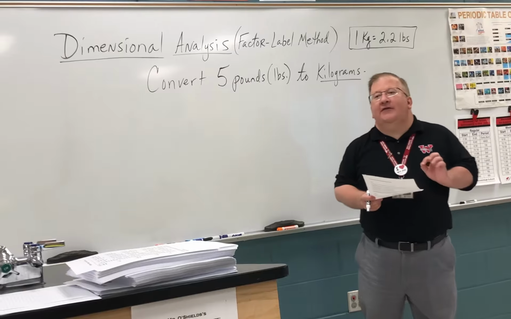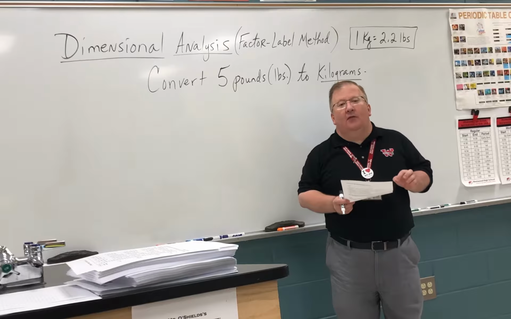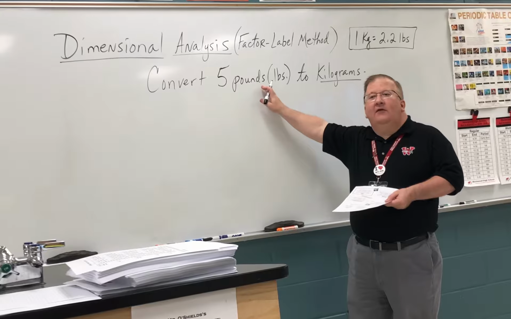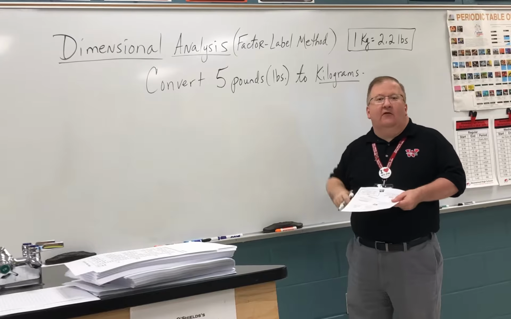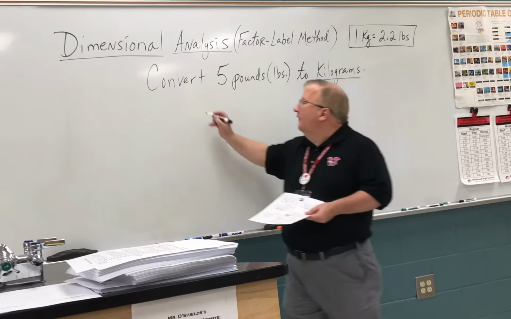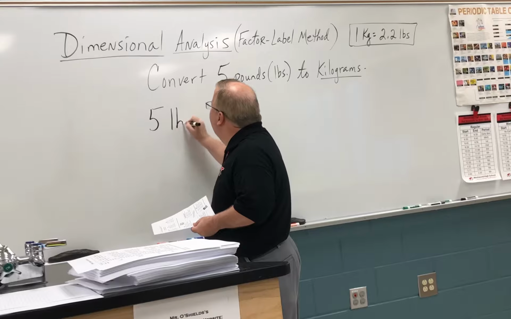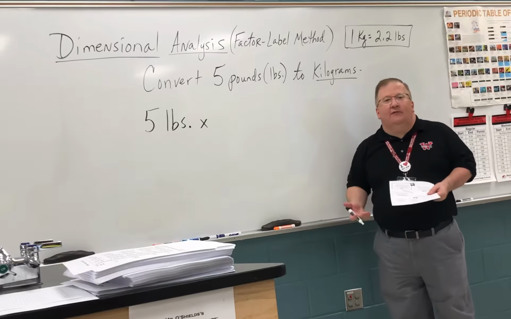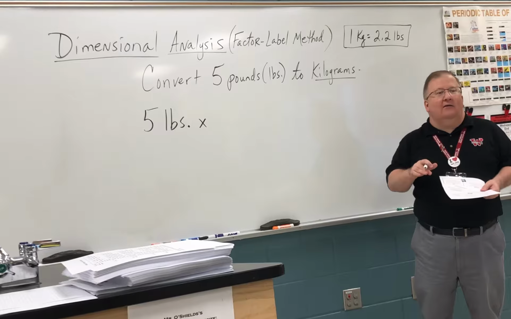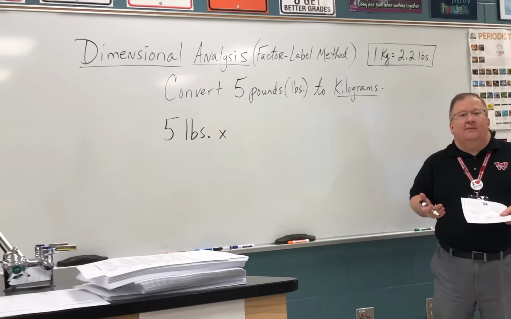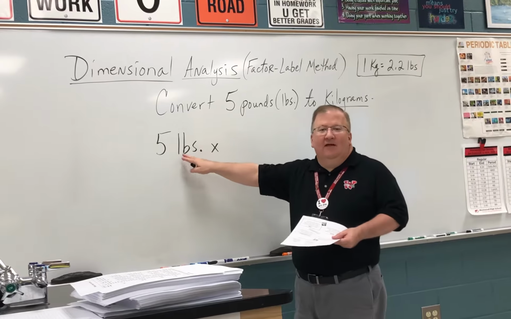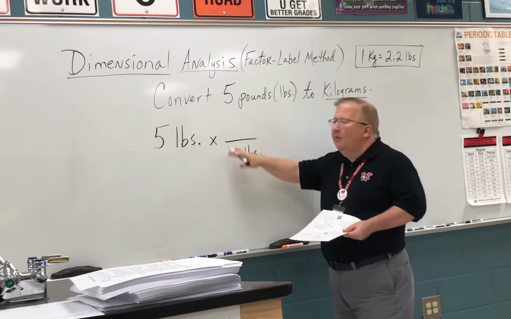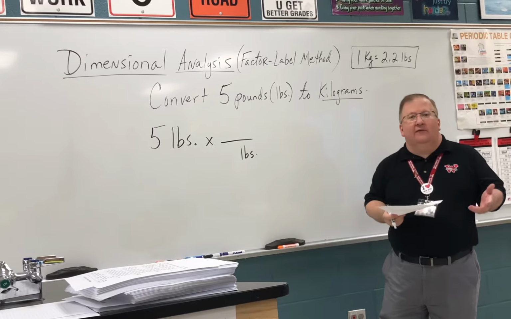All right, the first step is to always write down the number and unit being given. So in this case, they've given you 5 pounds. So you're going to write down 5 pounds, 5 LBS. Now I want to multiply by some conversion factor that's going to let me get rid of the pounds. I don't want pounds, I want kilograms. All right, whatever unit is given, that unit is going to go in the bottom of what we call the conversion factor or the equivalency.